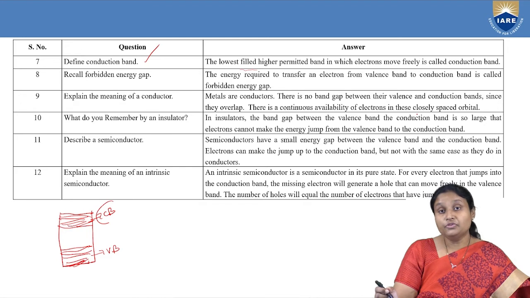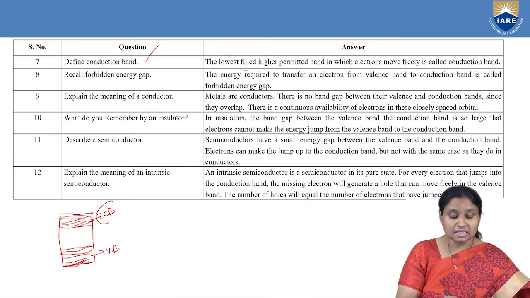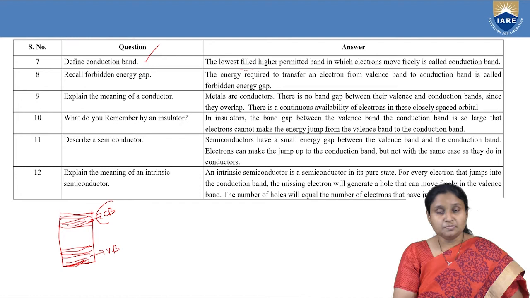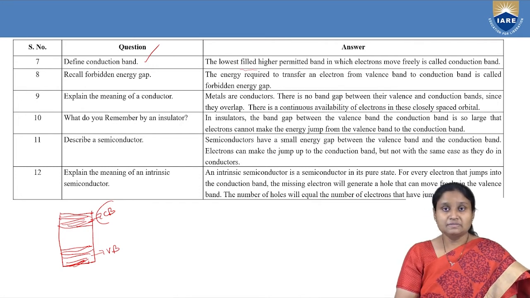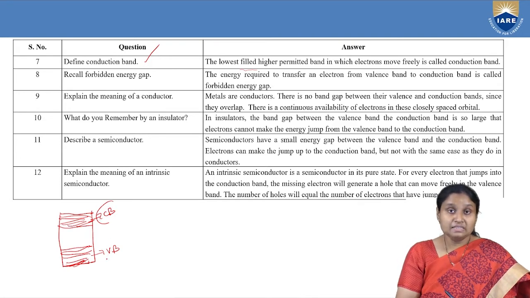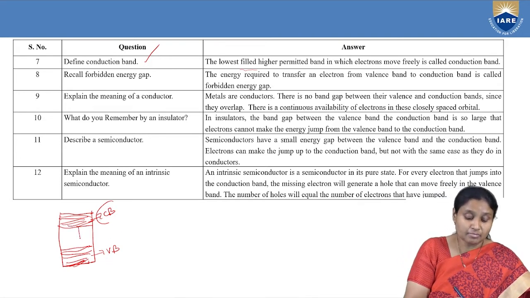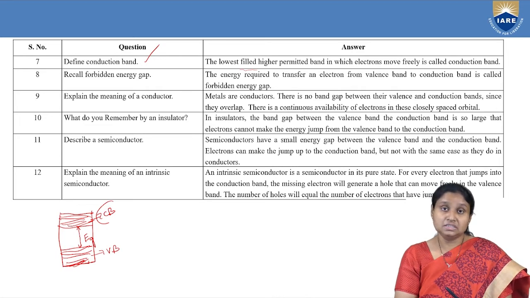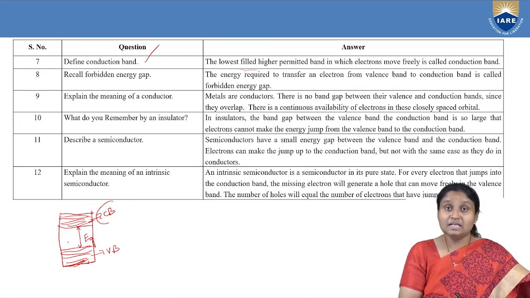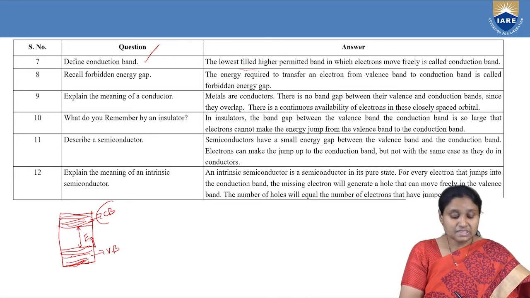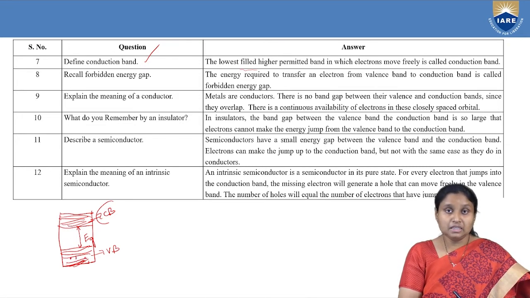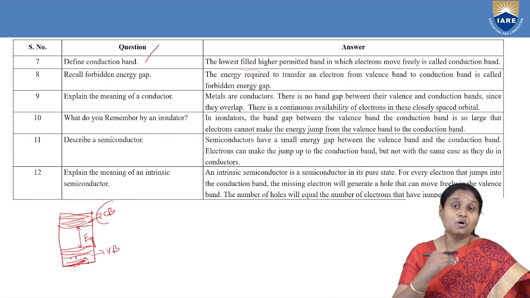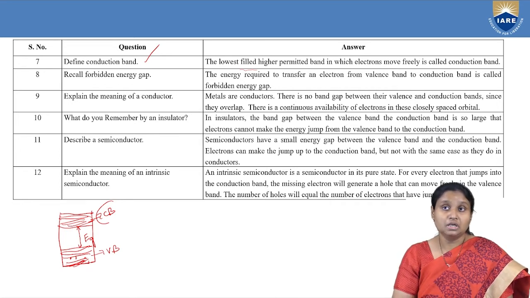Then coming to the next one, the forbidden energy gap. As you can see in this energy band diagram, this bottommost energy band is called the valence band, and this topmost energy band is called the conduction band. And this valence band and conduction band are separated by one more energy band. This energy band is represented by Eg, which is called the forbidden energy gap. And here, electrons do not exist in the forbidden energy gap. When we supply energy to the valence band electrons, they'll take that energy and jump across the forbidden energy gap and go to the conduction band.